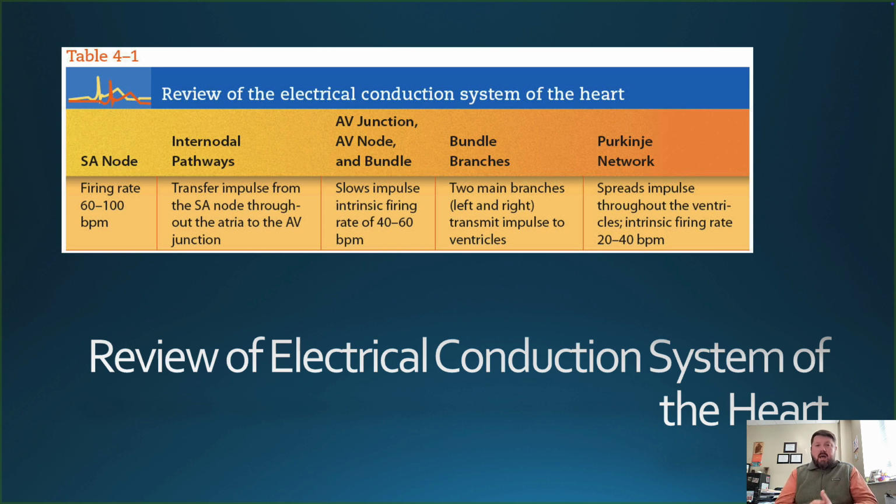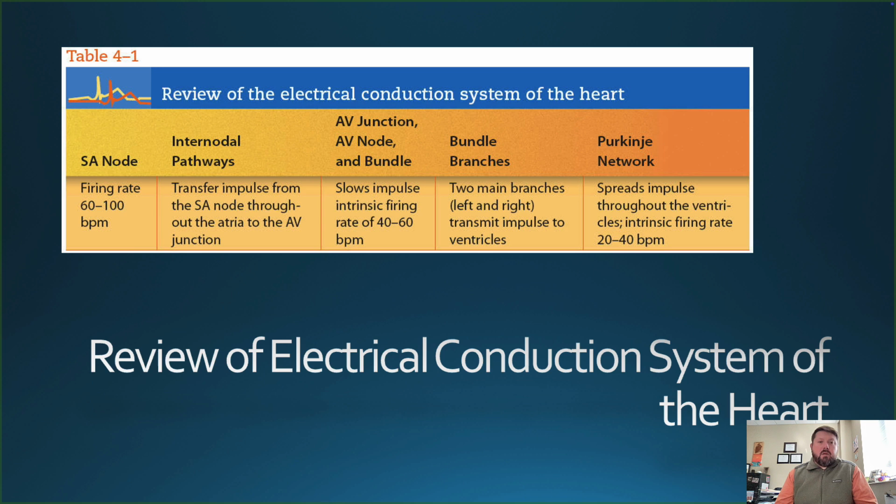If the AV node, the AV junction, or the bundle of His has to start pacing, because maybe the SA node has quit working, then you're going to look at a rate of 40 to 60 beats per minute. The bundle of His then bifurcates into the bundle branches. You've got your two main bundle branches, the left and the right, that transmit the impulse to the ventricles.